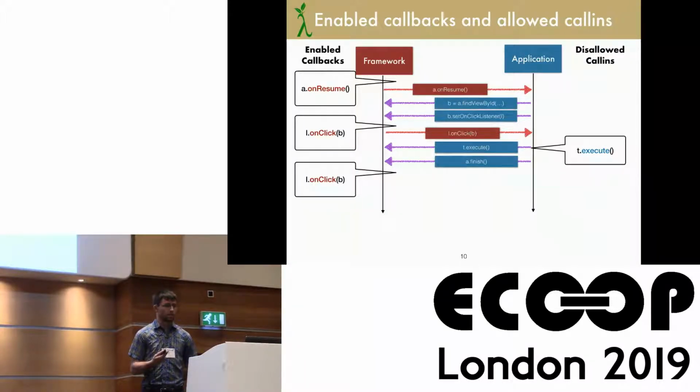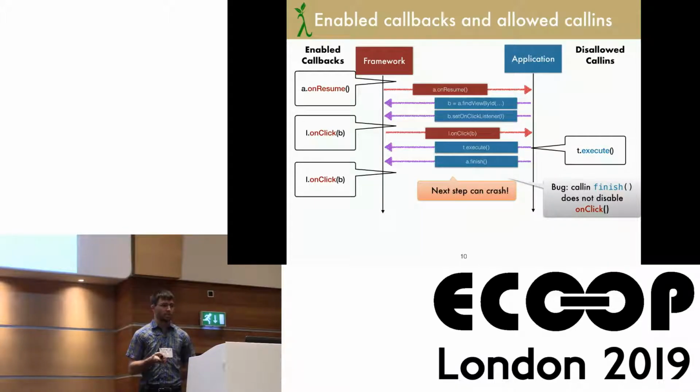But onClick is still in the enabled set, so we know that the next step here can be a crash. And so the bug is that this finish somehow doesn't affect the state of the framework in a way that removes onClick from this enabled set.